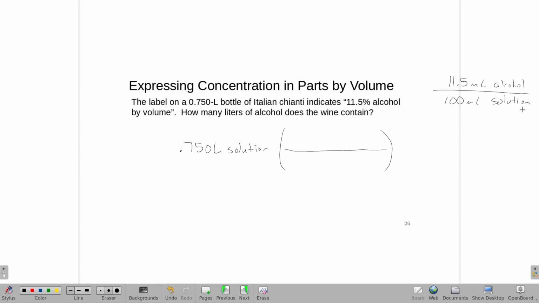On the bottom I want the solution, and I don't want milliliters because this gave me liters. Now I could change this to 750 milliliters, but what I'm going to do instead is just say this was 100 liters of solution. And if I had 100 liters of solution, I would have had 11.5 liters of alcohol. The parts by volume, you just want the volume units to be the same. So use the ones you need to work with.